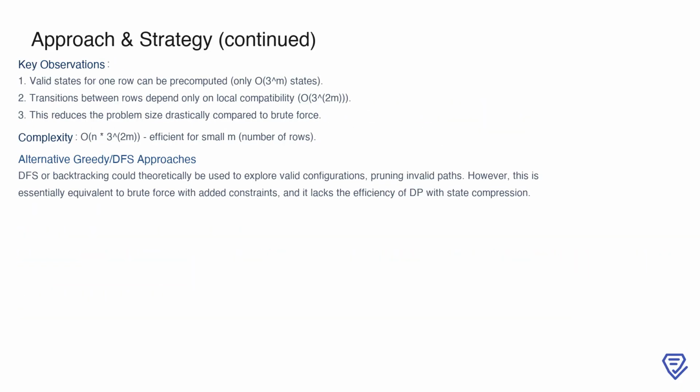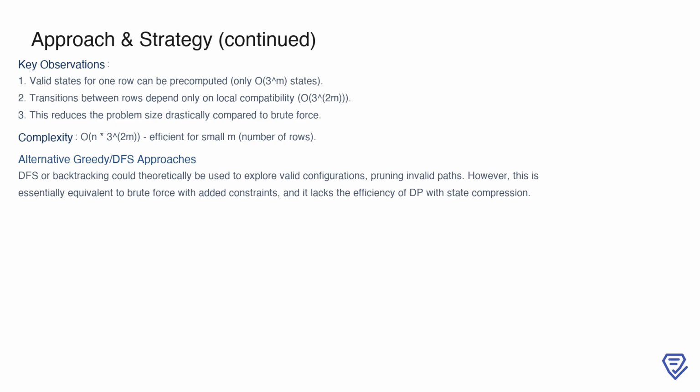Dynamic programming with state compression offers several advantages by leveraging the problem structure. First, we can pre-compute all valid states for a single row, which is limited to 3 to the power of m possible states, since no two adjacent cells in a row can share the same color.